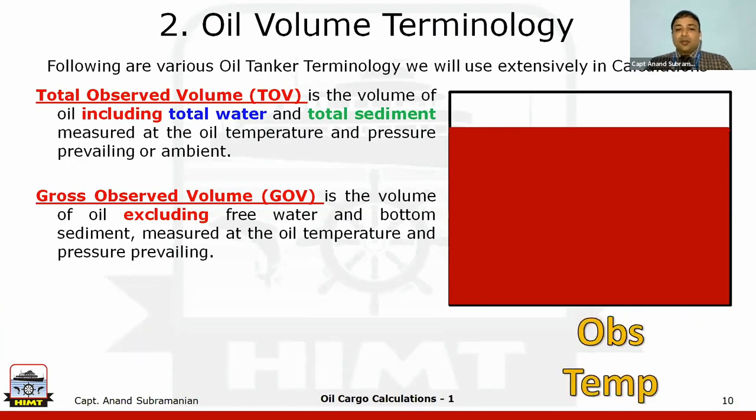The gross observed volume is minus the water and minus the sediments. That means total had the water and the sediments. When we come to the gross observed volume, we exclude the water, and we exclude the water and the bottom sediments. That means finally what I have is only the oil.